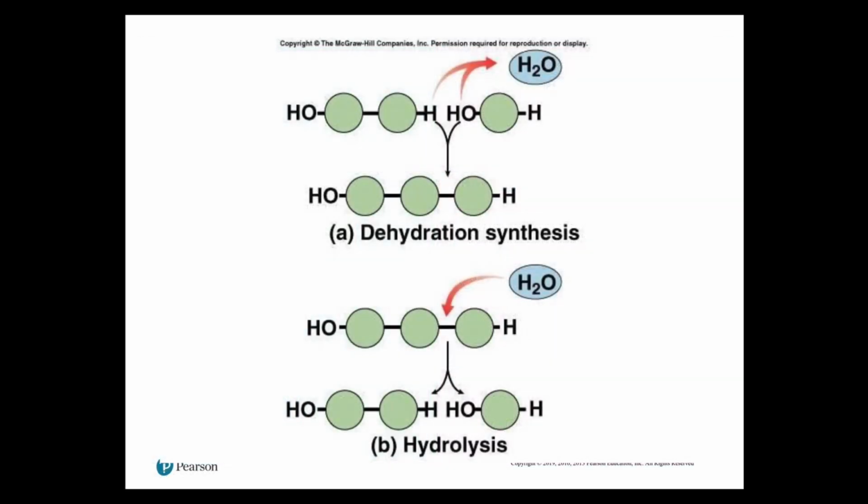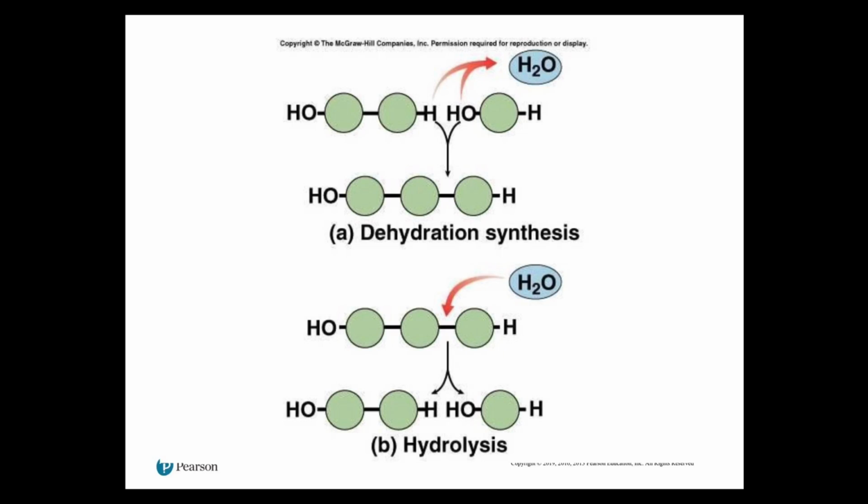So let's look at this figure. In figure A, this is a dehydration synthesis reaction. So you have 2 subunits, and you want to build a larger polymer. In a dehydration synthesis reaction, as the name suggests, you are removing water and you are building, making a covalent bond between those 2 monomers. And now the molecule got larger.